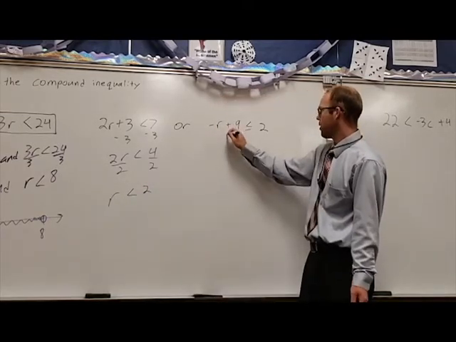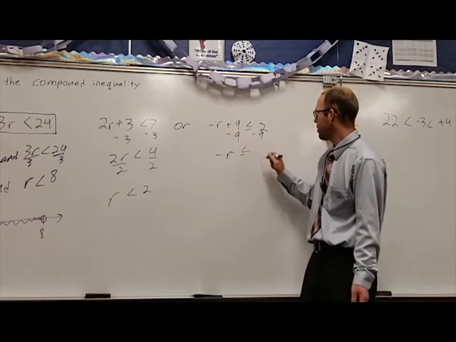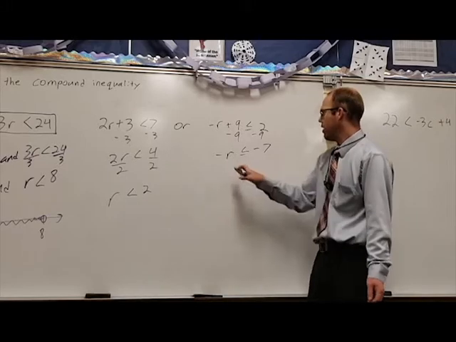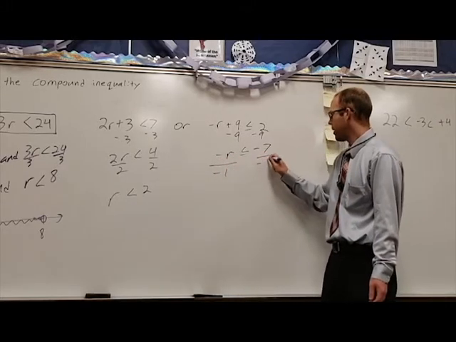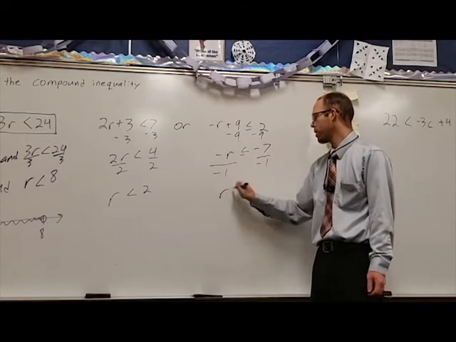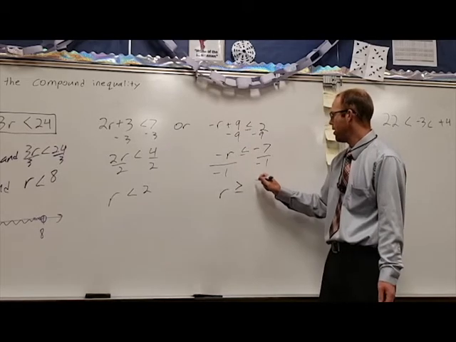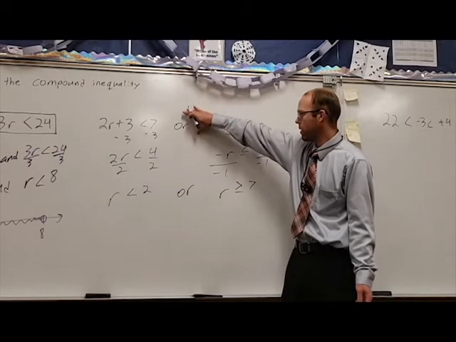This one right here, we're going to subtract 9. That gives us negative r is less than or equal to negative 7. To eliminate this negative, I'm going to divide by negative 1. And recall, when we divide by a negative number, the inequality has to change direction. So that would give us r now is greater than or equal to positive 7. The word that connects them is or. That was up here at the top.